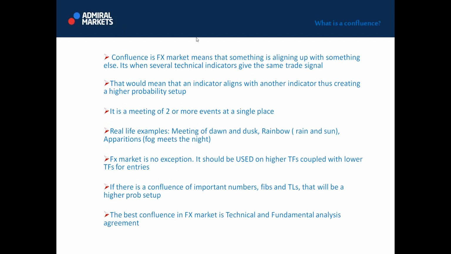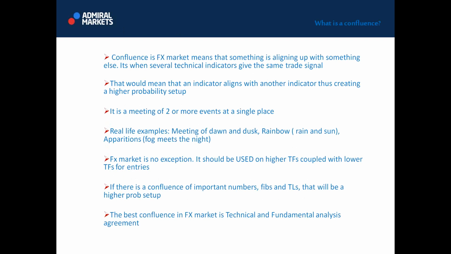Confluence in Forex market means that something is aligning up with something else. So it means that several technical indicators give the same trade signal at an exact time, close to very exact levels, and that means that an indicator aligns with another indicator, creating a higher probability setup.